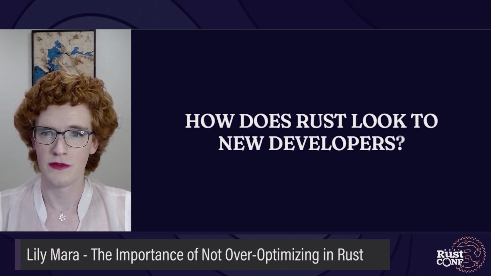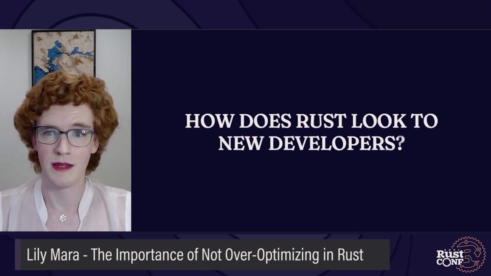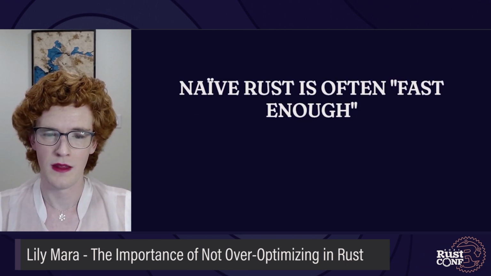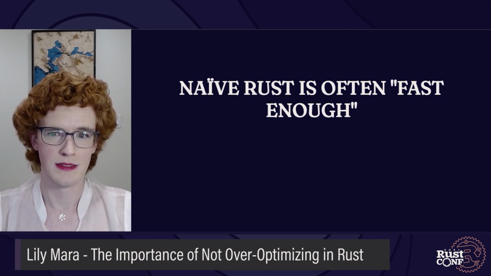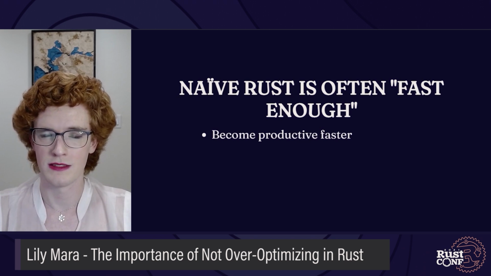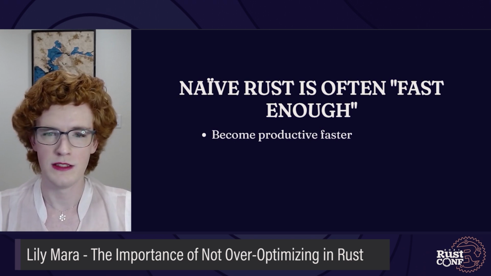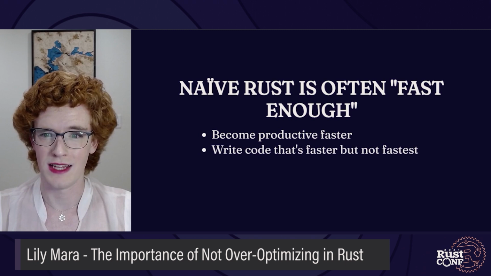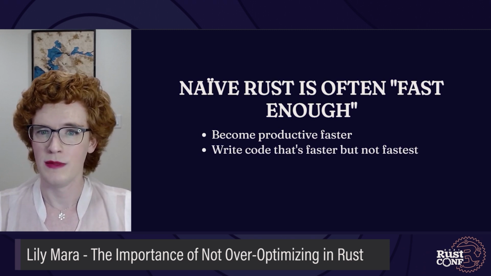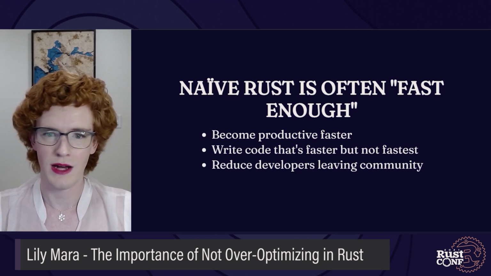This trade-off between performance and ease of use is not unique to Rust at all, but Rust does have the unique benefit of naive code often being fast enough. We should be taking advantage of this benefit and leveraging it to allow new Rust developers to become productive with Rust more quickly. These new developers might not be writing code that's as fast as possible, but it will often beat dynamic languages, and they should be more likely to stick with the language if they don't have huge barriers to adoption.